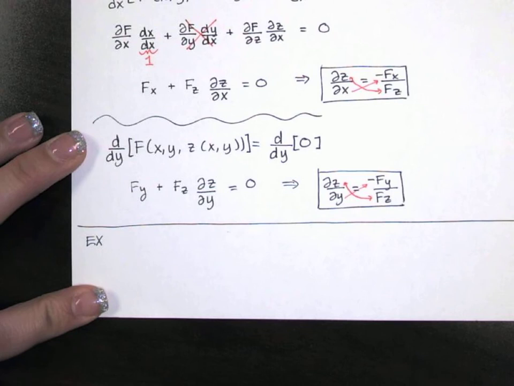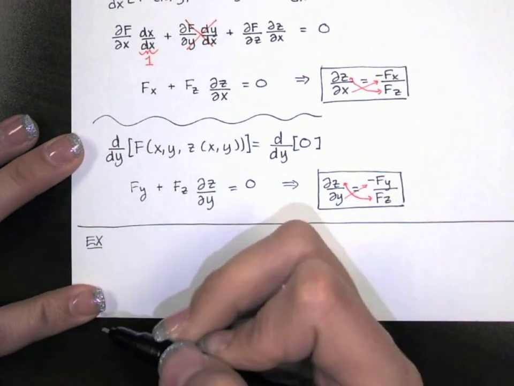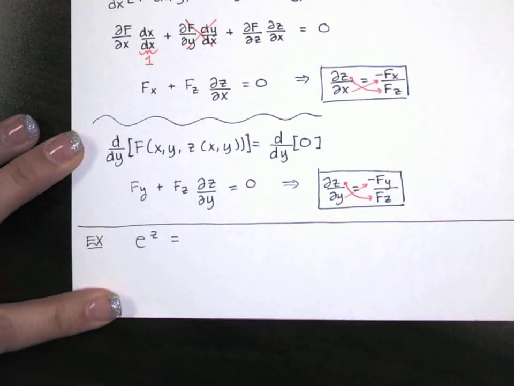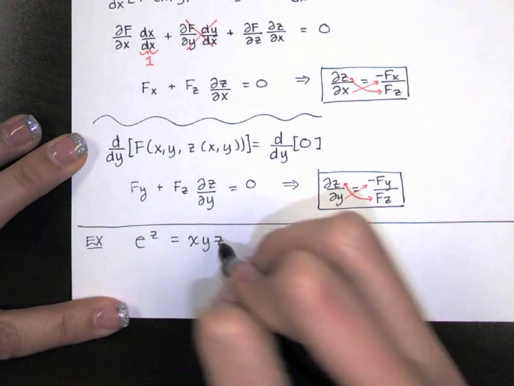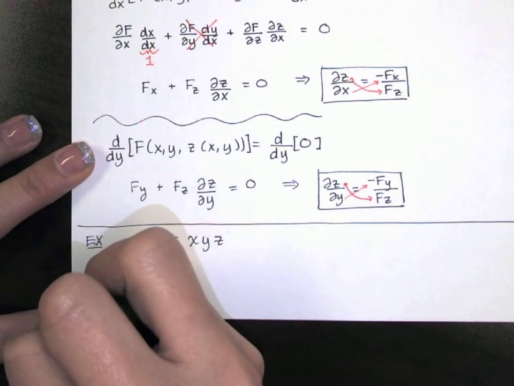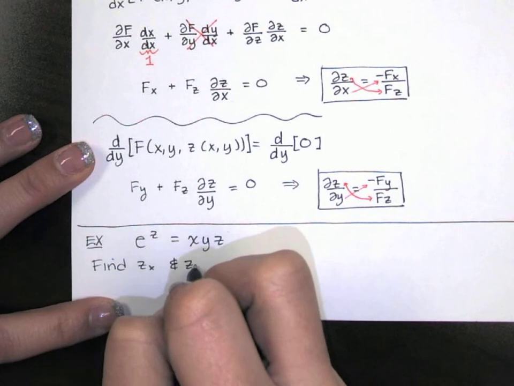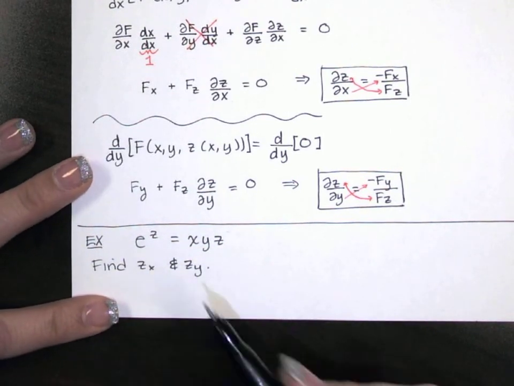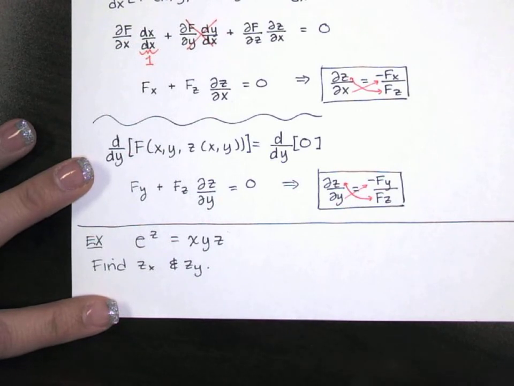Okay, so let's say we've got e to the z equals x times y times z. And you're asked to find the partials of z with respect to x and y. Well, in order to do that, we need to find capital F of x, y, z, and find its partials with respect to x, y, and z, and then just substitute into those two formulas.